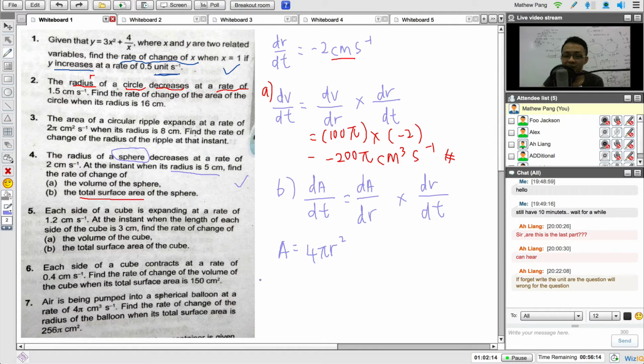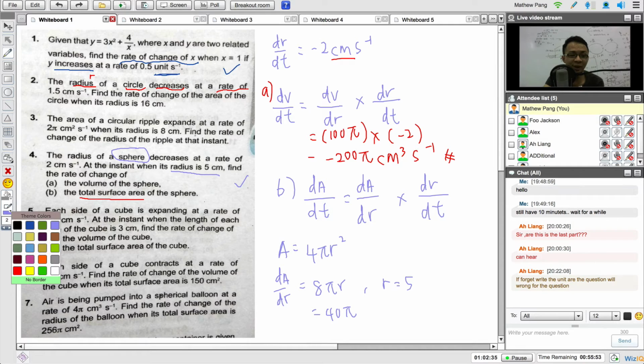So this is the area formula. Over here, I can easily get dA/dr by differentiating this one. So actually I will get 8πr. And then it tells me r equals 5. So I substitute in, I will get 40π. So if I got this one, I can get the answer easily.